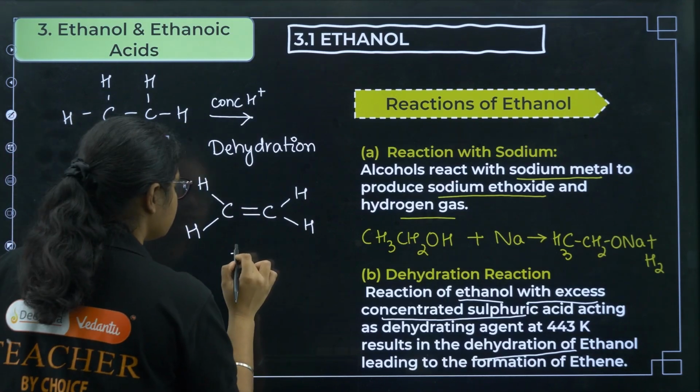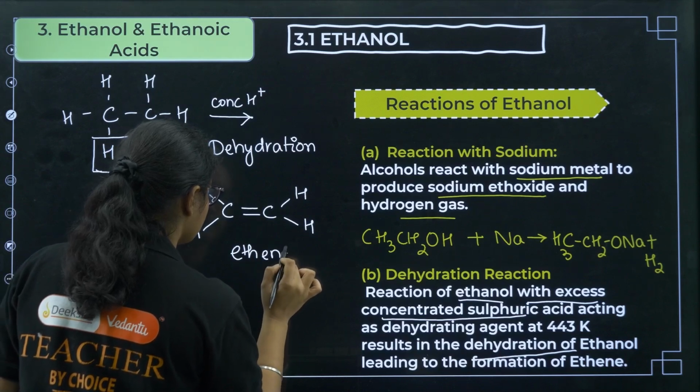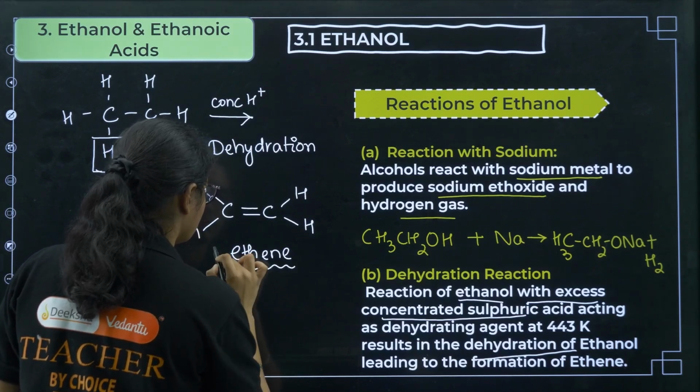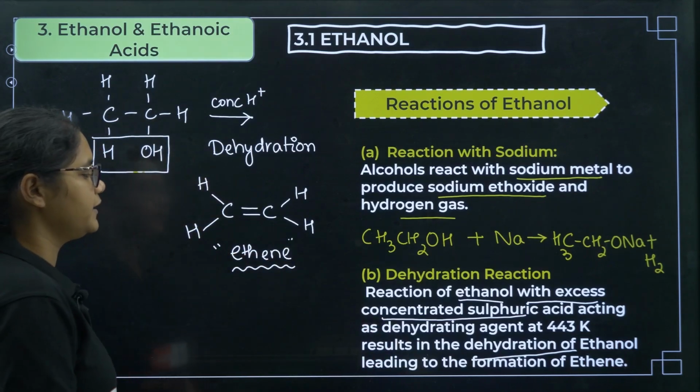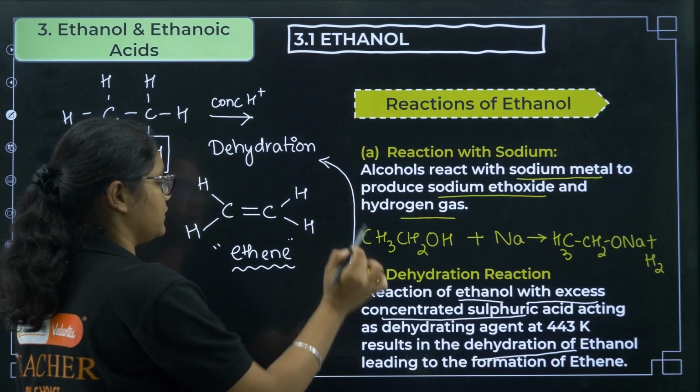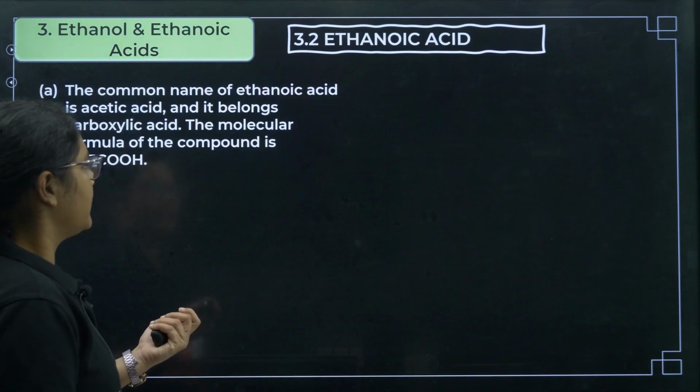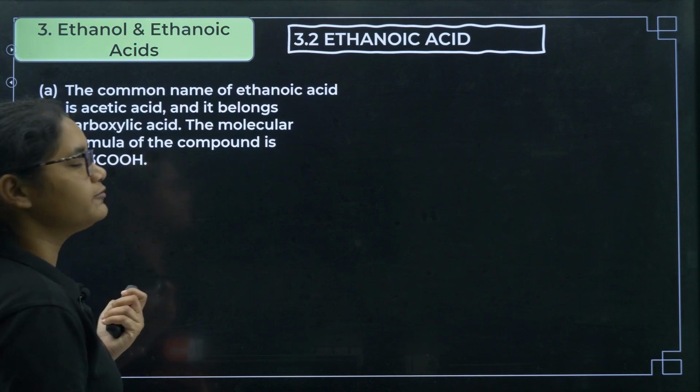Okay, and this one will form ethene. Clear? So this is the reaction for that one. Okay, next one we will see, we'll go for ethanoic acid.